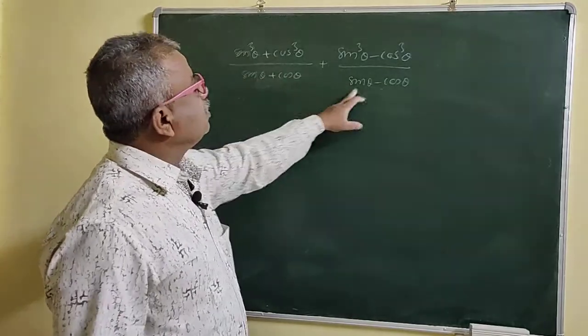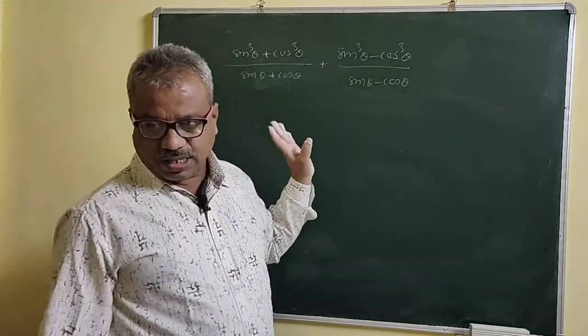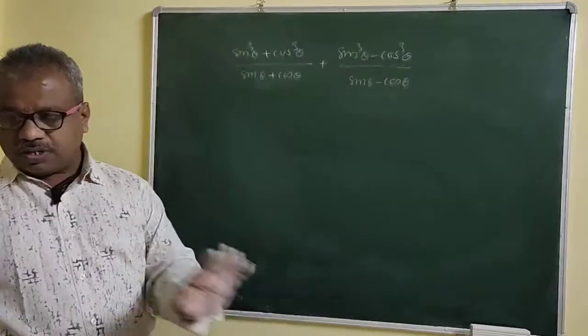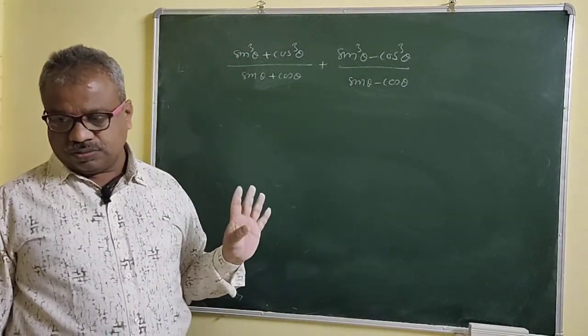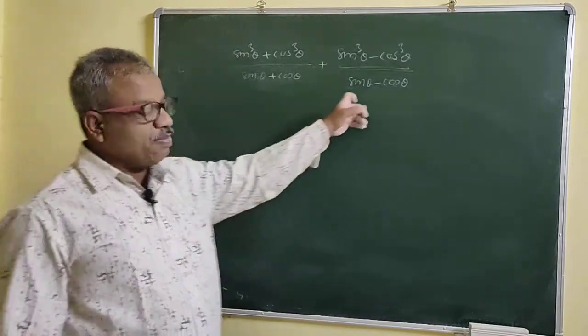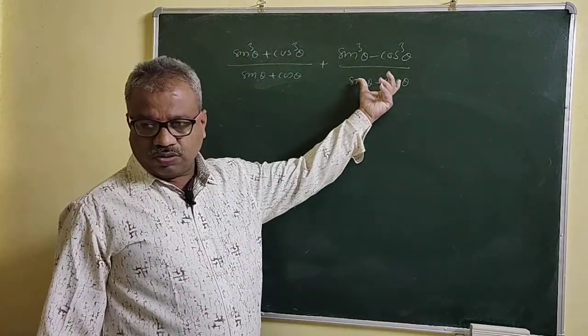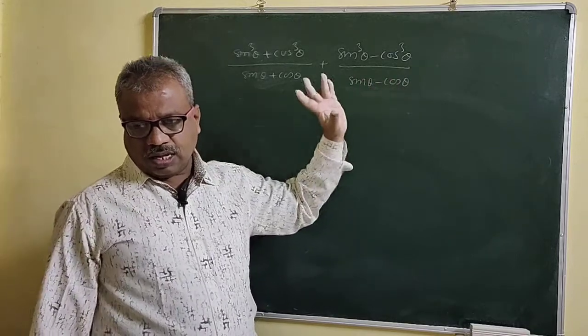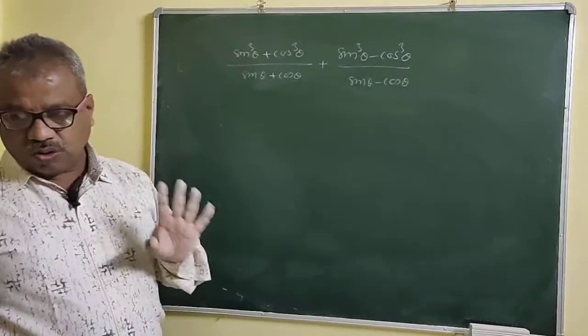So what do we do now? Your denominator here has sine and cos. That means choose the value of theta such a way that your denominator will not become 0. So if you put pi by 4, then you know that sine pi by 4 and cos pi by 4 are same. So you cannot take the value pi by 4. So first try for 0 now.